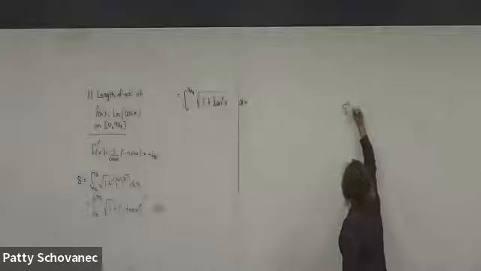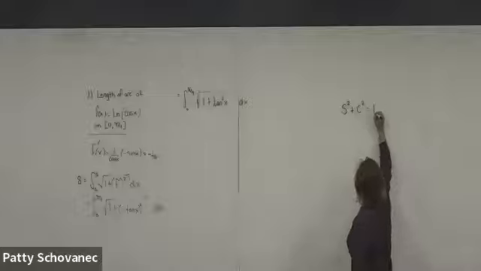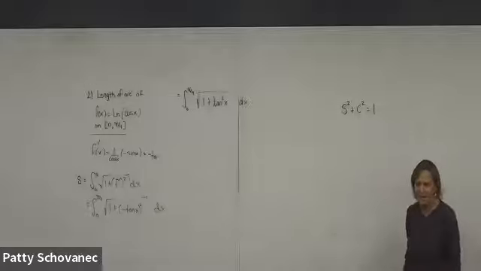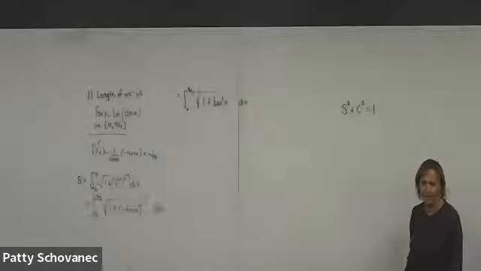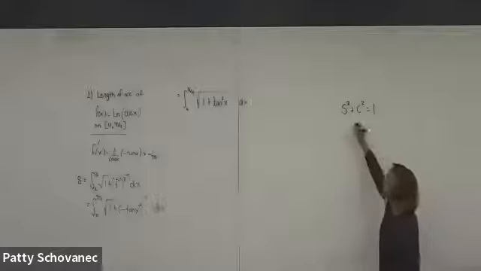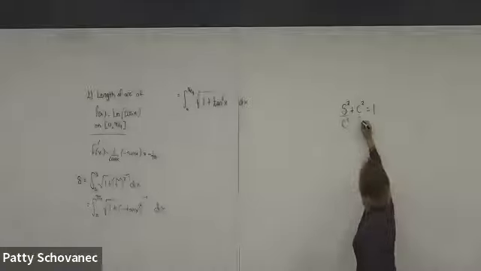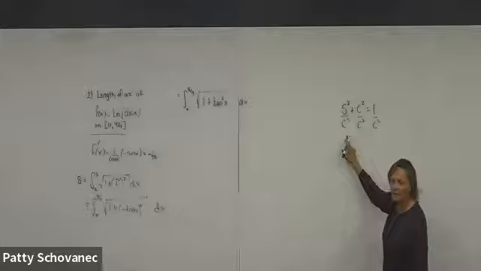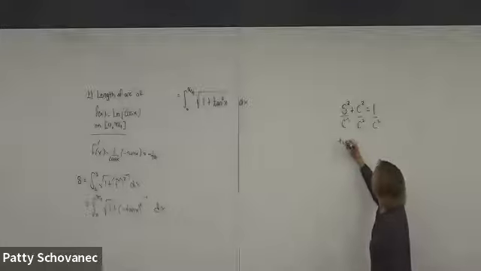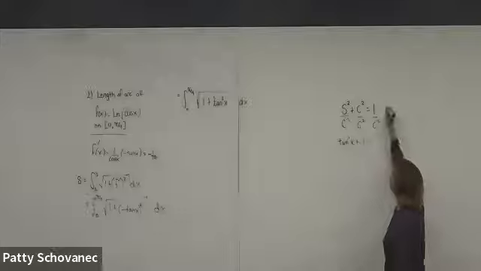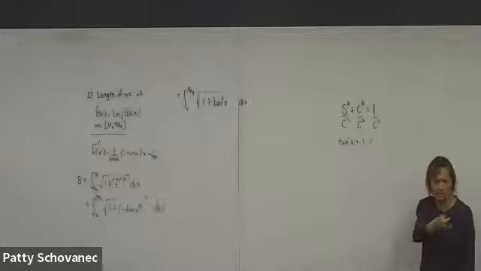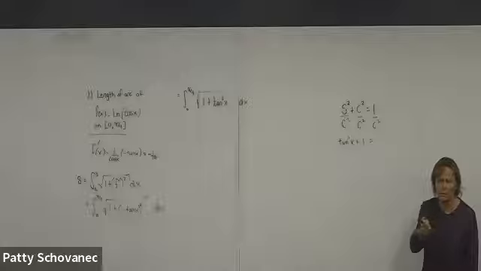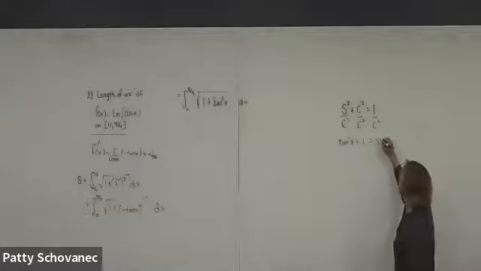Everyone knows sine squared plus cosine squared is 1. So if I take that 1 and divide every term by cosine squared, we have a Pythagorean identity for tangent squared. Tangent squared plus 1 is equal to 1 over cosine squared. Which trig function is 1 over cosine squared? Secant squared.